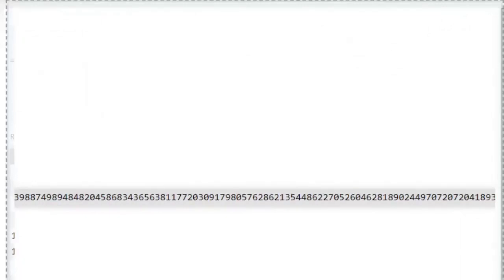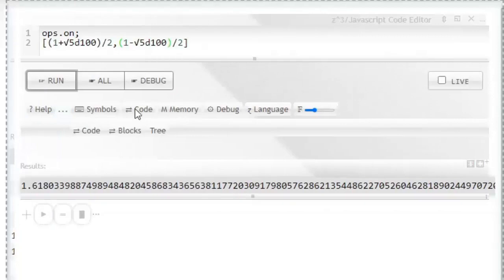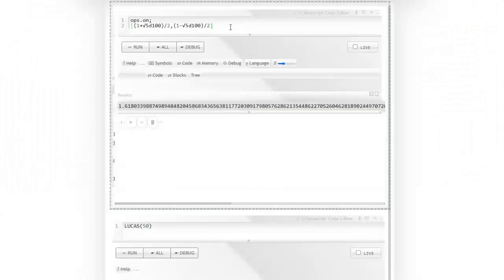Now, there's a lot more to talk about with the golden ratio, which we'll do in another video. So we'll look forward to seeing you there. But that's the relationship between Lucas numbers, Fibonacci numbers, the golden ratio, and the different varieties of the golden ratio.